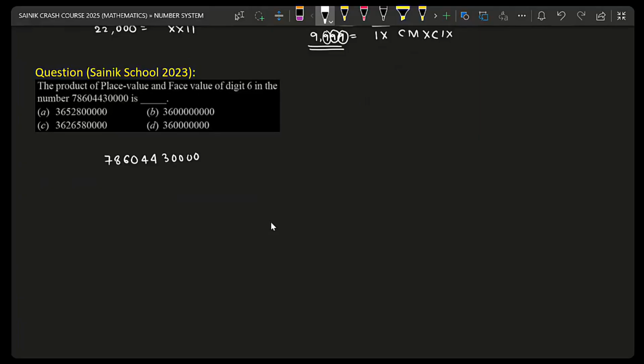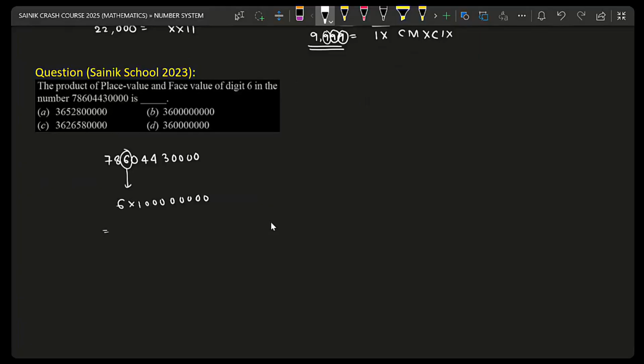30000. So I want 6. Where is 6? 6 is here. Okay, so we want place value and we want face value and their product. So first let us find the place value. Place value is the digit multiplied by the place. The digit is 6 and it is multiplied by 1 followed by these many zeros.